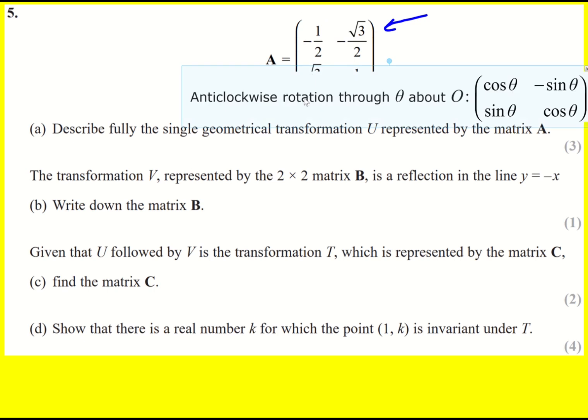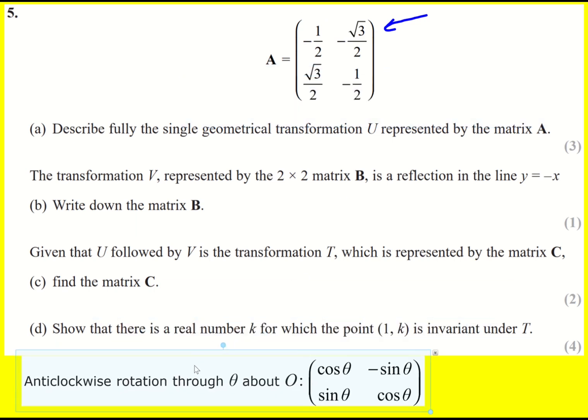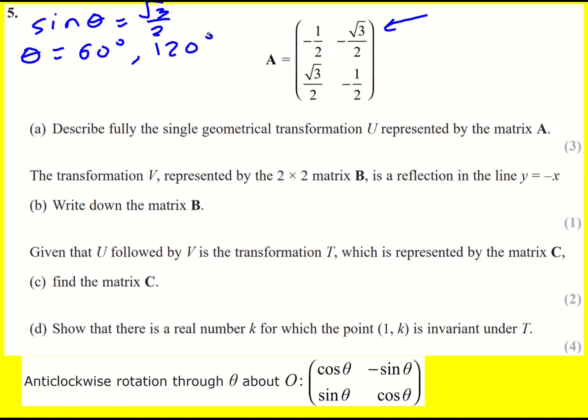and these two are the same but opposite signs. Here's the formula for an anti-clockwise rotation. I'm not going to prove it here, but have a look into where it comes from. But we can quote it and then find out what theta is. So I'm going to go with sine theta equaling root 3 over 2. If you do inverse sine of that, you'll get 60 degrees, or you'll also get 180 minus 60, 120 degrees.